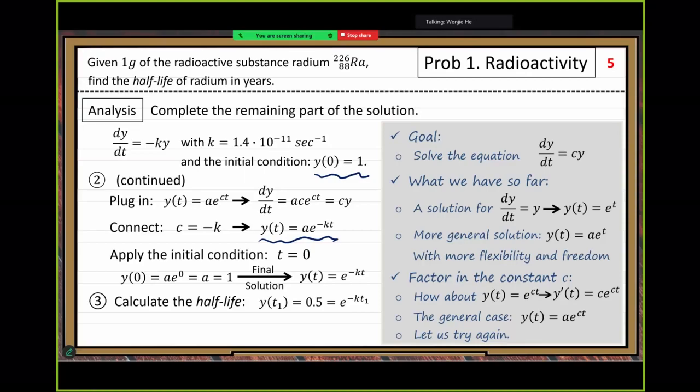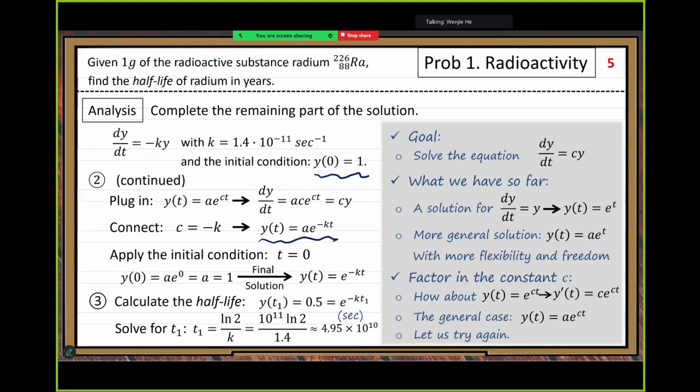You take a natural log. Solve for T1. T1 equals natural log of 2 over K. Then you do the division, plugging in. At the end, you get your answer. This number, but the unit of this number is seconds. You find the half-life, but in seconds.